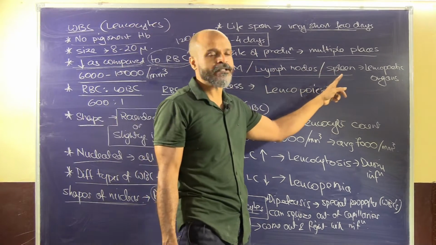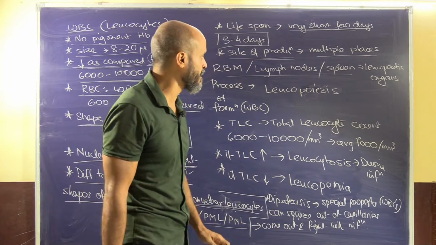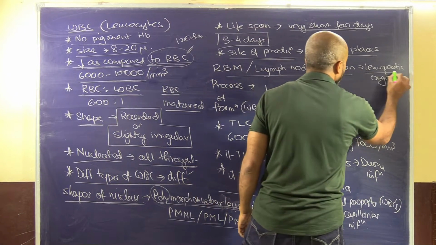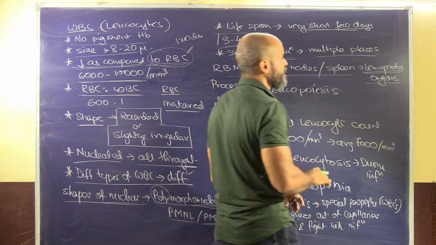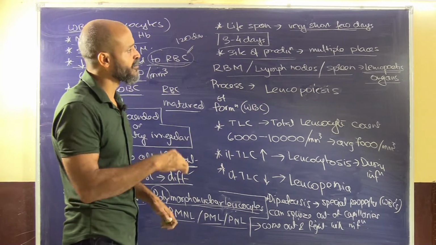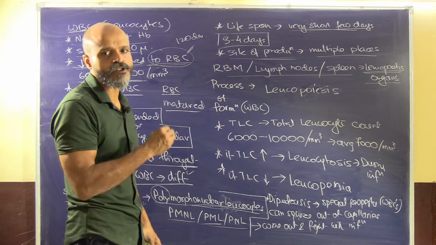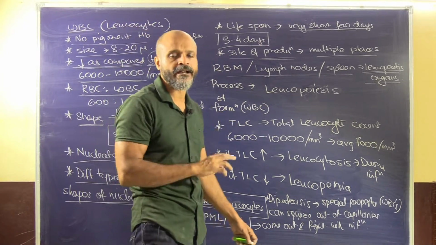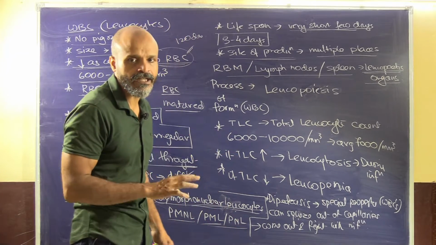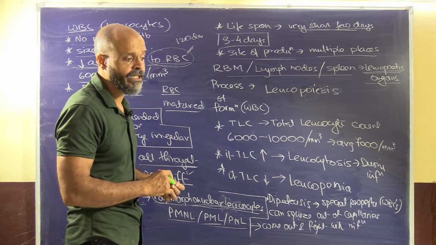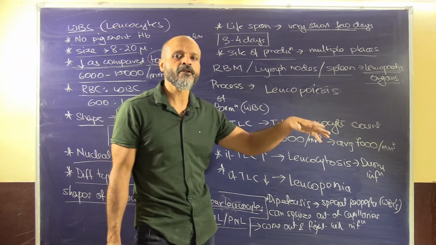So they are produced in red bone marrow and they are also produced in spleen. So these are basically leukopoietic organs, just as we had erythropoietic organs. Erythropoietic organs were spleen and red bone marrow: spleen generally in the fetal stage, and red bone marrow in the adult stage.